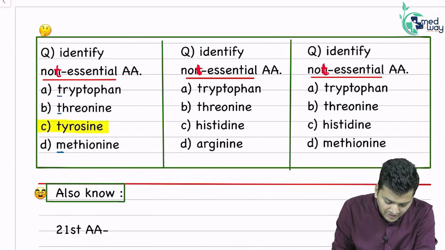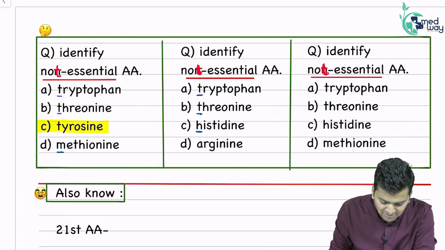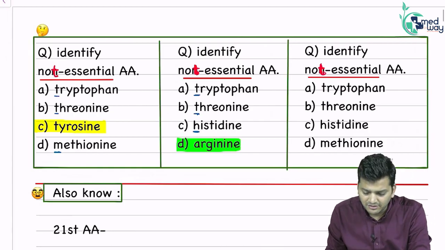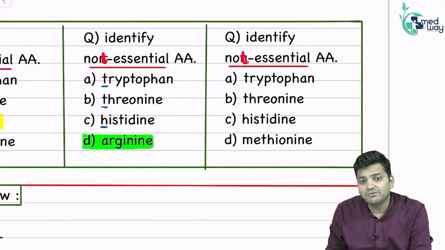Which of the following is not essential? TV till 9 p.m. H. Arginine is semi-essential, so that is going to be the answer. Arginine is going to be the answer. Look at this one: TV till 9 p.m.